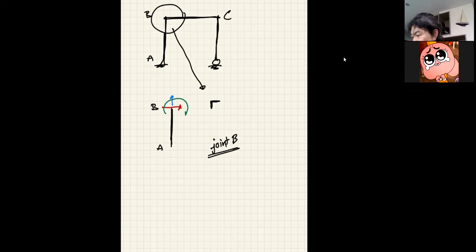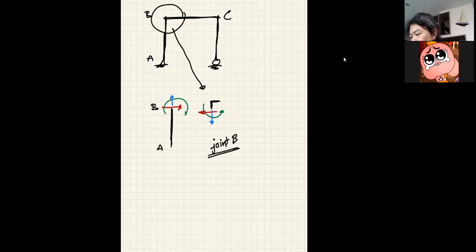That's joint B. So at the particular location B, to maintain sigma Fx equal to 0, we need to have that equal and opposite, and then the blue one equal and opposite. Now this is clockwise, so you need the counterclockwise moment here. So this is the end of joint B where it is connected to member AB.